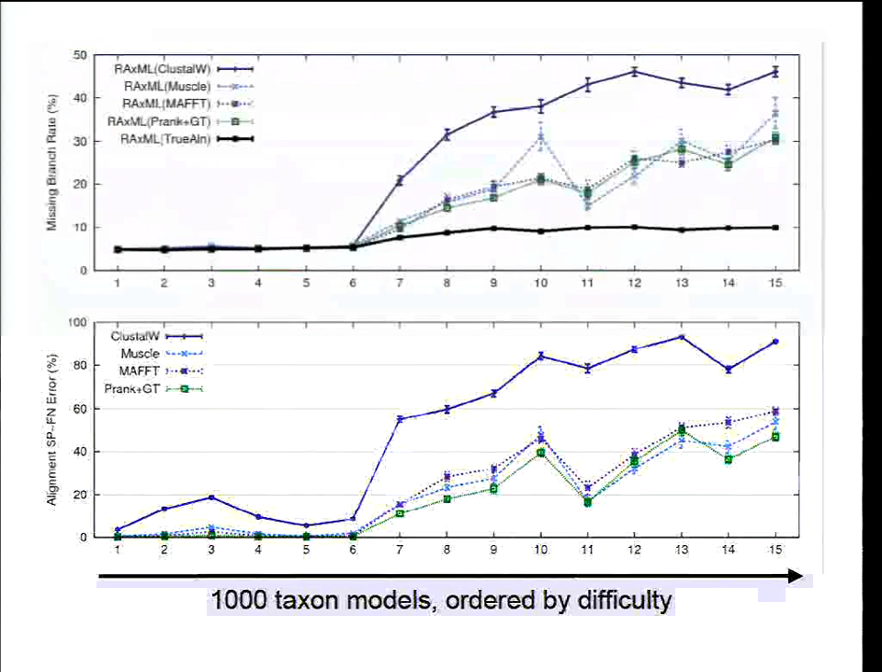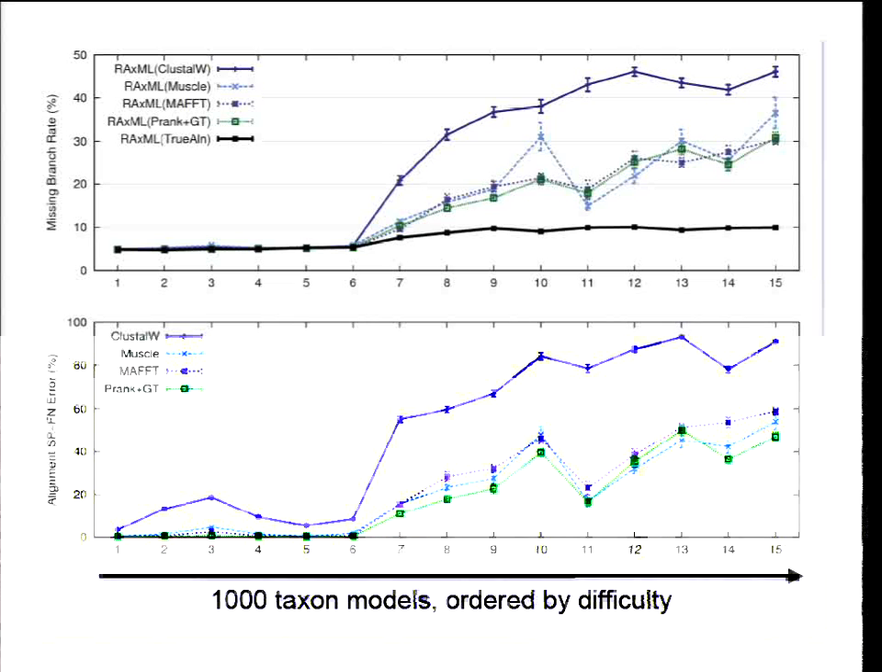This is the simulation that we got. So these are 1,000 taxon model trees ranging from easy to hard. And this is just empirically observed easy to hard, okay? So at the left, you get the easiest models. At the right, you get the hardest models. What's changing is the relative rates of insertions and deletions.